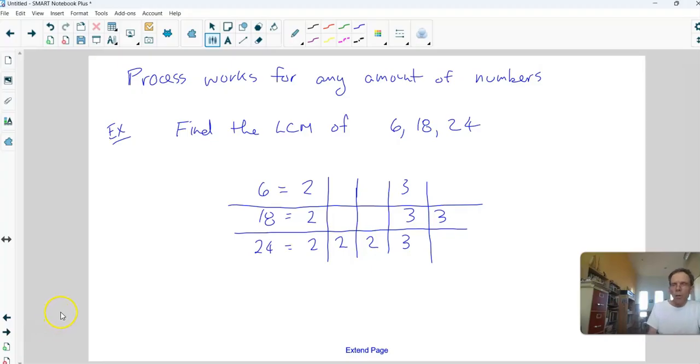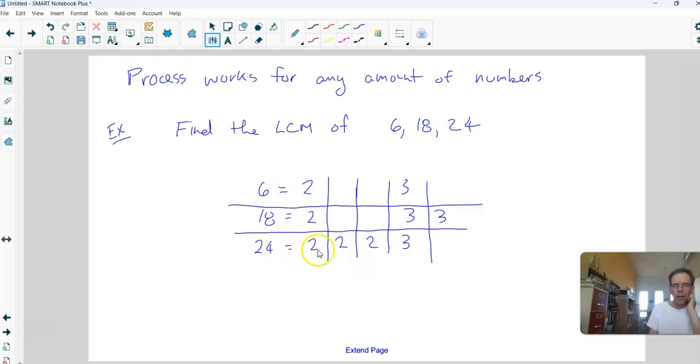It works when there's more than just 2 numbers that you want the LCM for. Like here's an example where we've got 3 numbers, and we'd like to know what is the smallest number that all 3 numbers divide into evenly. So again, I've written out the prime factorizations using the special stacking rules. Okay, let's go through the process.